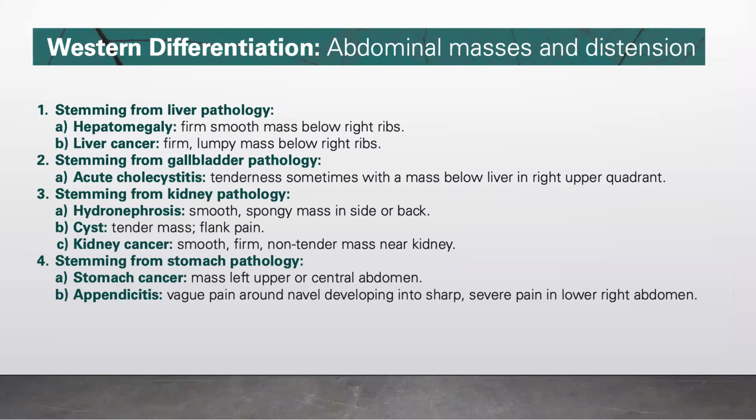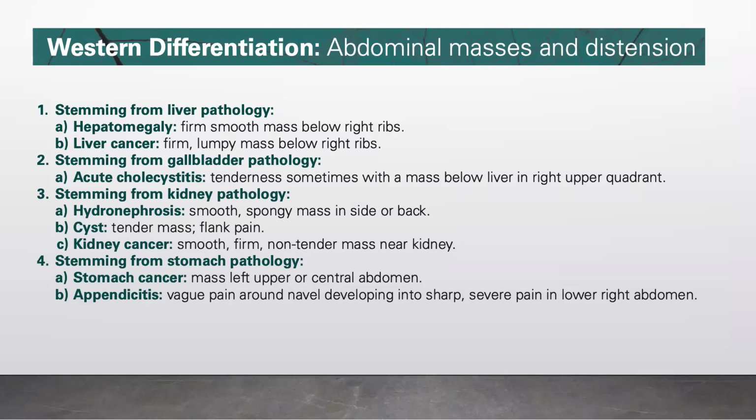Number two is stemming from gallbladder pathology. It's acute cholecystitis, where there is tenderness, sometimes with a mass below the liver in the right upper quadrant. Number three is stemming from kidney pathology. Hydronephrosis, it's a smooth, spongy mass inside or back. There's a cyst also, which is a tender mass on the flank, and there is pain. With kidney cancer, a smooth, firm, non-tender mass near the kidney.